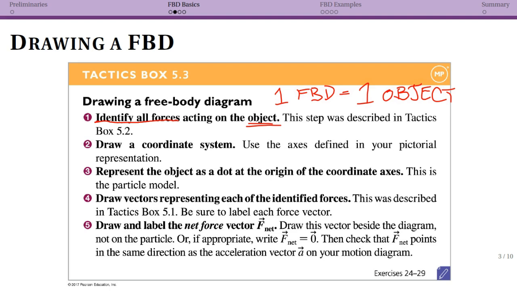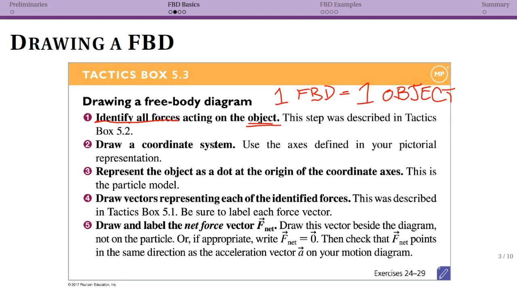So the first step is to identify all of the forces. This step was previously described in a tactics box. The idea of that tactics box was to basically draw a sketch of the situation, then confine what your object is by drawing a circle around it, and then identify everything interacting with it and identify the forces. We will do some examples that actually do this.